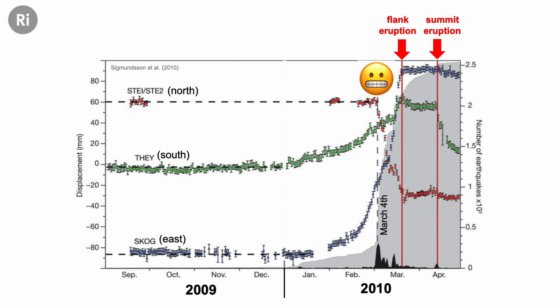That's on the east flank, the south, and the north flank of the volcano. These are the number of earthquakes, and that's the black in there. The grey is the cumulative number of earthquakes. So what we can see is through time leading up through 2009, these stations were not going up or down, they were just sitting there.